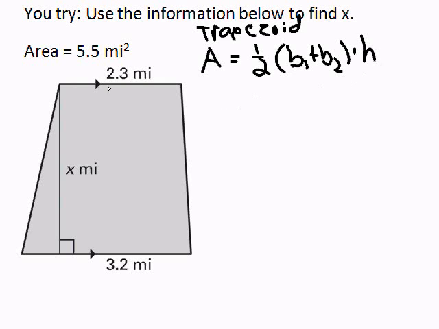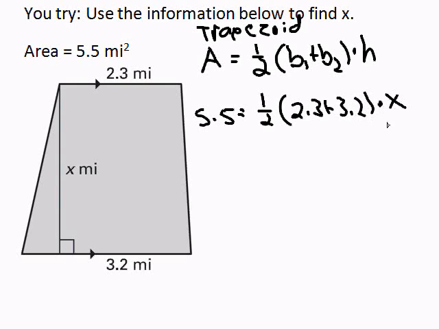Now, the area we're actually given, so we can substitute 5.5 in for our area. 1/2 base 1, 2.3, plus base 2, 3.2, times the height, which is x. So 5.5 equals 1/2. We can find out what 2.3 plus 3.2 is. That should be 5.5 times x.